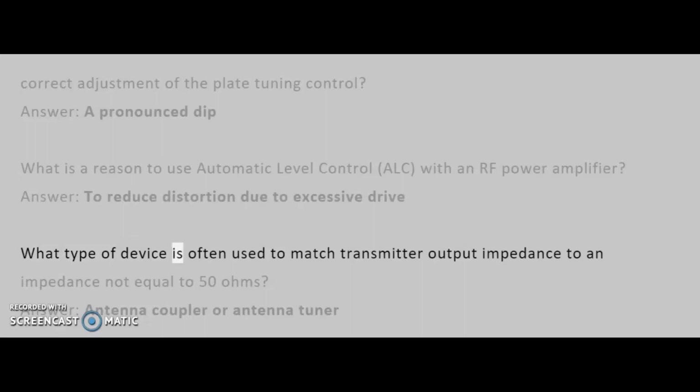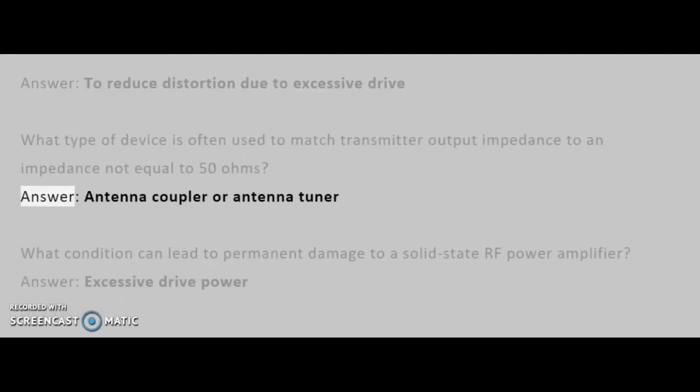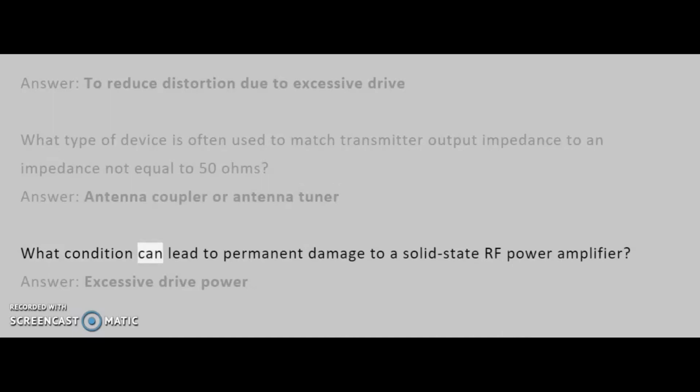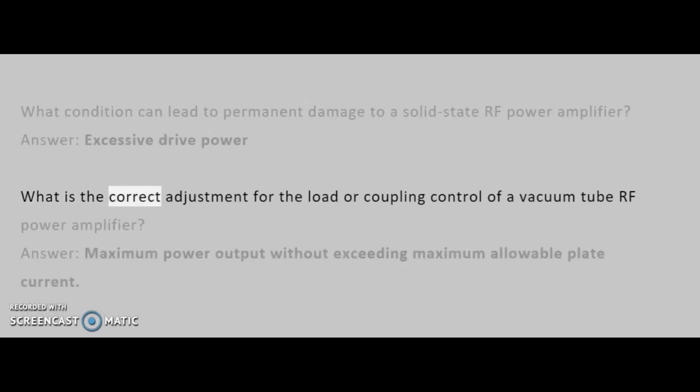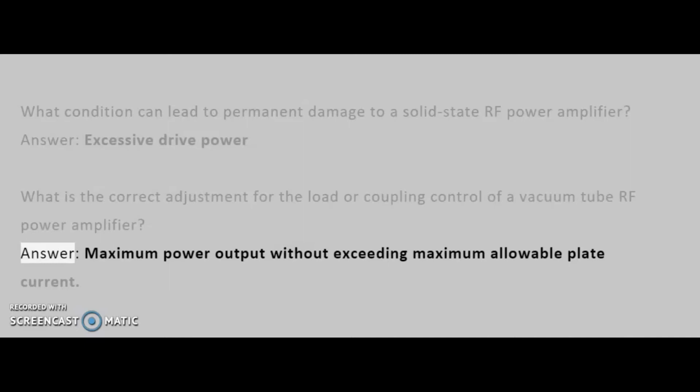What type of device is often used to match transmitter output impedance to an impedance not equal to 50 ohms? Answer: Antenna coupler or antenna tuner. What condition can lead to permanent damage to a solid-state RF power amplifier? Answer: Excessive drive power. What is the correct adjustment for the load or coupling control of a vacuum tube RF power amplifier? Answer: Maximum power output without exceeding maximum allowable plate current.